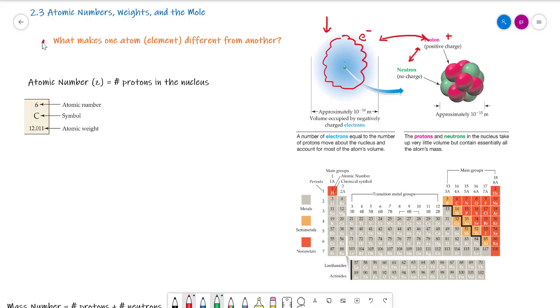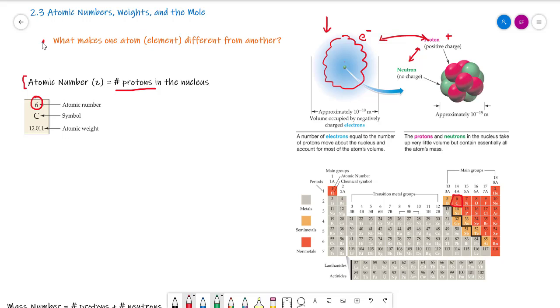Okay, so to get to this question, what makes one element different from another? Really, it's about how many protons are in the nucleus. We call the number of protons in the nucleus the atomic number. If you look at the periodic table, for any one of these elements with the symbol, the number above the symbol is the number of protons that exist in the nucleus. So if we go all the way over to this part of the table, we can look at where carbon is, and we see that it has 6 protons.